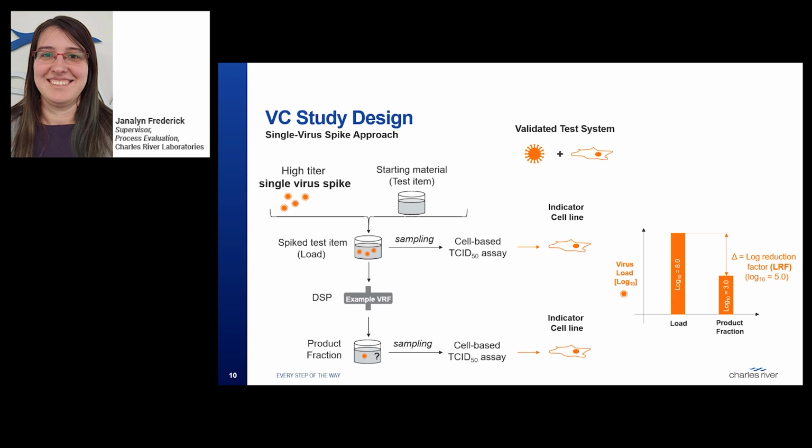From there, the process is performed, whether it be chromatography, viral filtration, inactivation. At the end, the product fraction is sampled and assayed on the indicator cell line. The difference in log titer value of the load sample and the fraction sample is what we call the log reduction factor or the log reduction value. This is the number reported out to the client. In this example, the load had 8 logs and the fraction had 3 logs. The difference is an LRV of 5 logs.